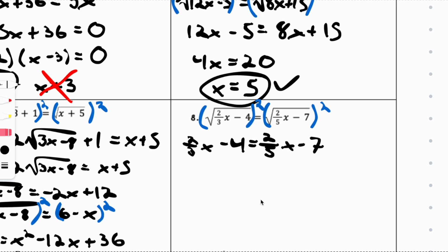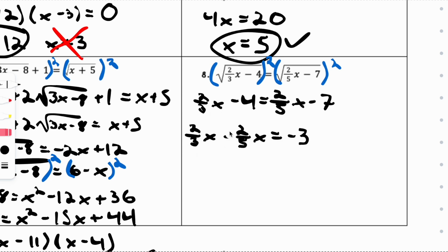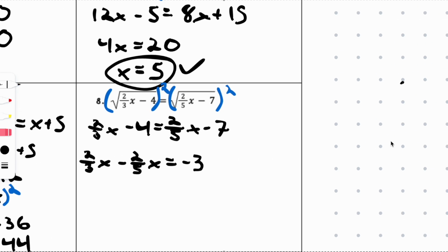Okay? And now let's move all the x's to one side and all the constants to another. So we get 2/3 x minus 2/5 x. And then we get negative 7 plus 4, which is just going to be negative 3. Now we just need to subtract 2/3 minus 2/5.